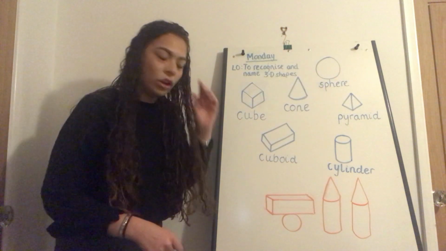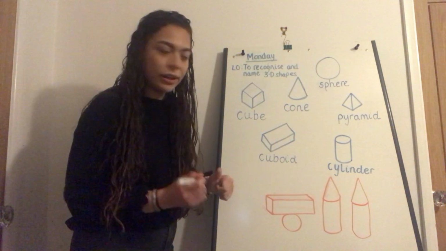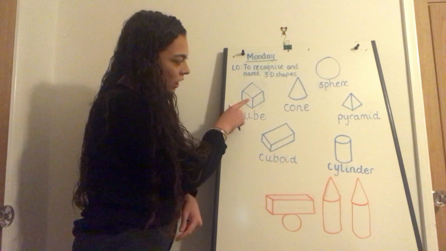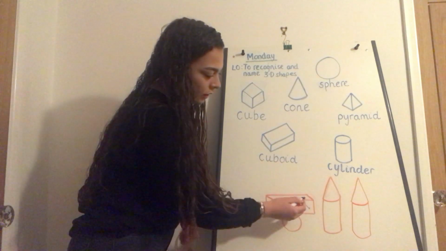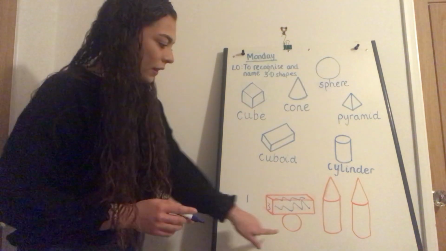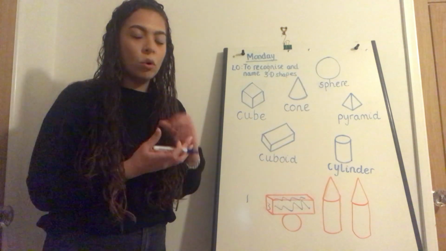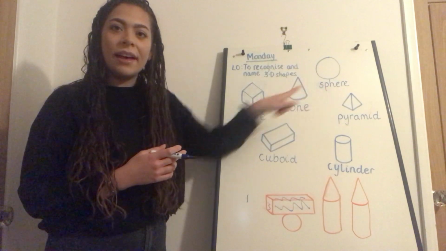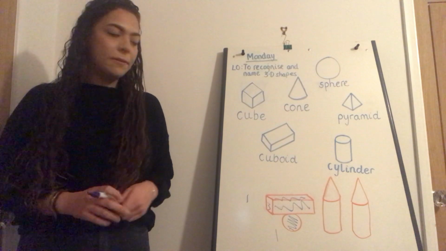Okay, let's go through them, see if you got it right. Here we have got a cuboid. It's long, it looks a little bit like a box, but it's not got squares on it. It's long. So I've got one cuboid. What about this one here? It's not a circle, because in real life it would have more than one side. It would be a bit like a ball. That one is a sphere. I've got one sphere.